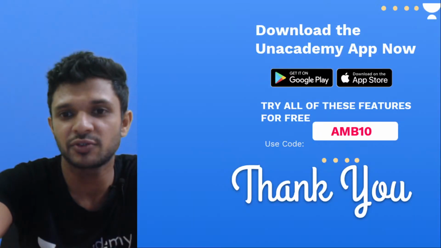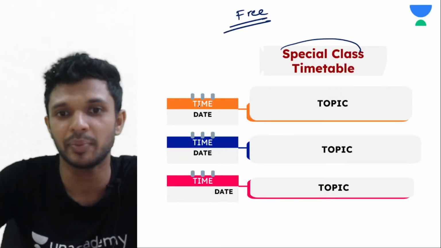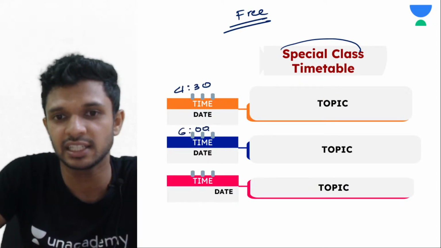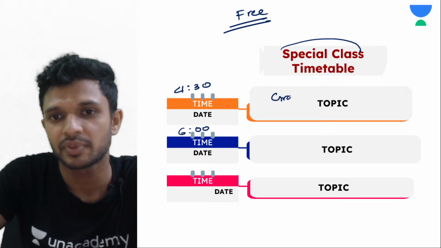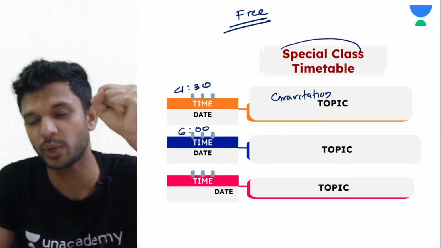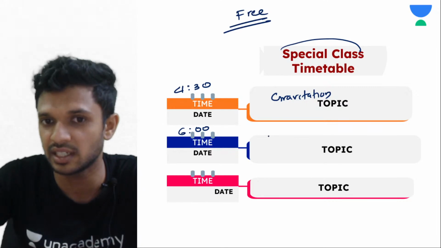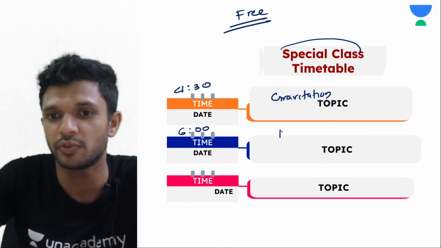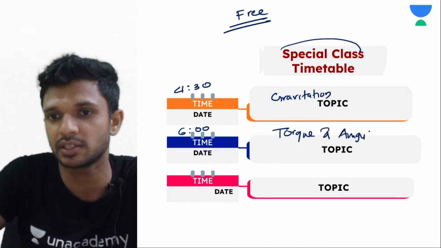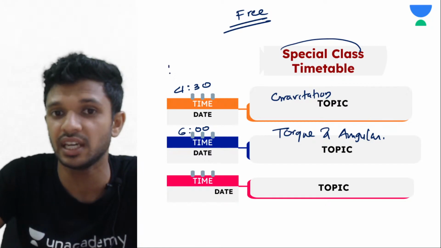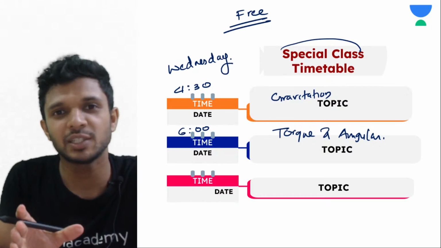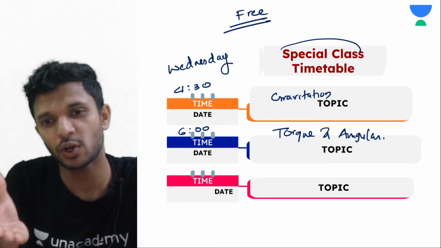So this is a special class from my side, happening on this Wednesday. One class is at 4:30, another class is at 6 p.m. The topic is gravitation. We'll be talking about the important concepts, multiple choice questions and everything at 4:30. At 6 p.m. we'll be talking about torque and angular momentum. This coming Wednesday. So I'm expecting maximum participation so that you can learn gravitation and torque for free.